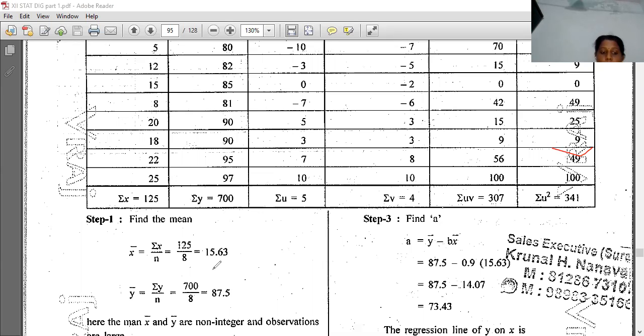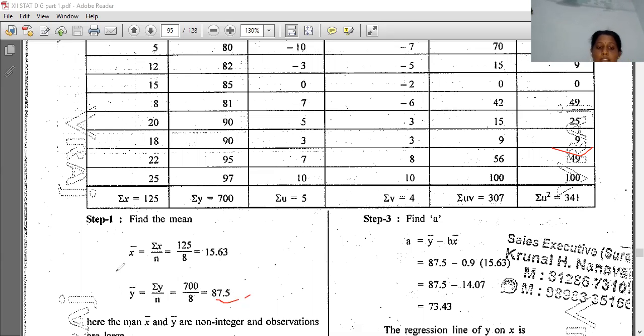Then Y bar, that is sigma Y upon N, sigma Y is 700 by 8, that is 87.5. Value of Y bar is 87.5. Now we'll go for the second step, that is step to find B.